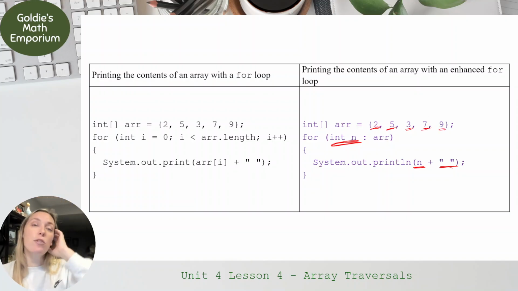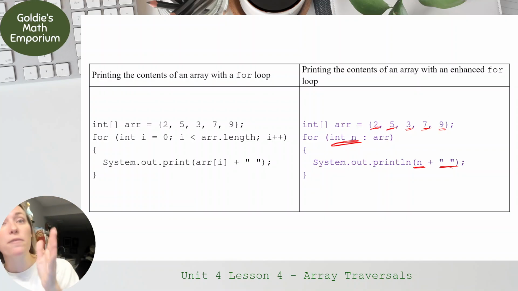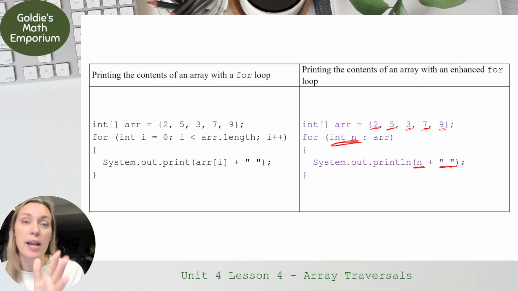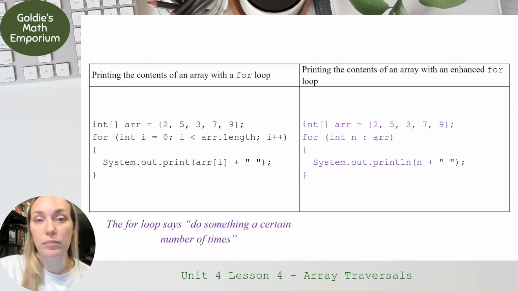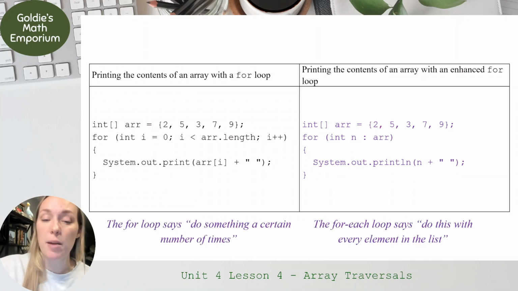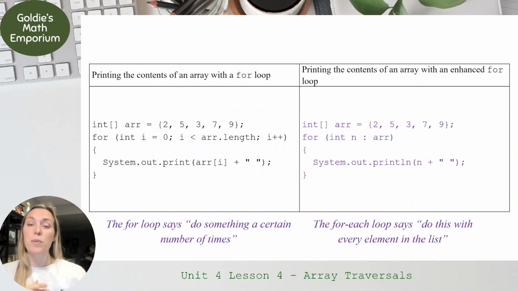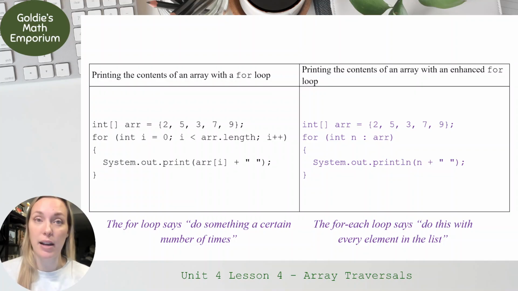An enhanced for loop always starts at the very first element of the array and goes through the end of the array. So the for loop says do something a certain number of times, whereas the for each loop says do this with every element in the list. In the list that you have, do this with every element.